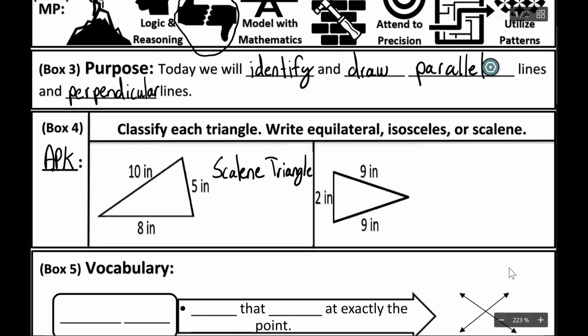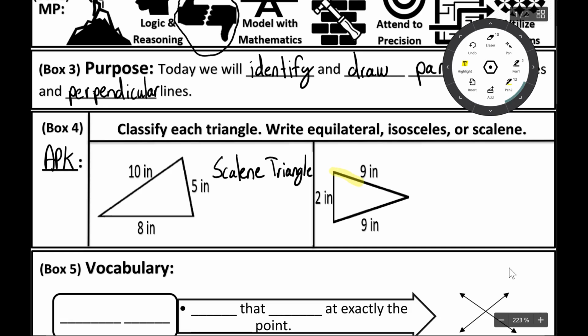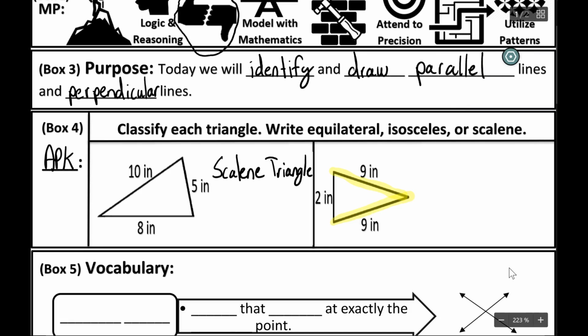Going into our next triangle, I have two sides that are equal. Actually, I have 9 inches on one side right here. This is 9 inches. Then I have another one right here, which is 9 inches as well. So that tells me that this is definitely going to be isosceles. Okay, this is an isosceles triangle. How do I know it's isosceles? Because it has two sides that are the same length, okay? If it was equilateral, all the sides would be the same. If it was scalene, none of them would be the same. So great job on getting those, okay?